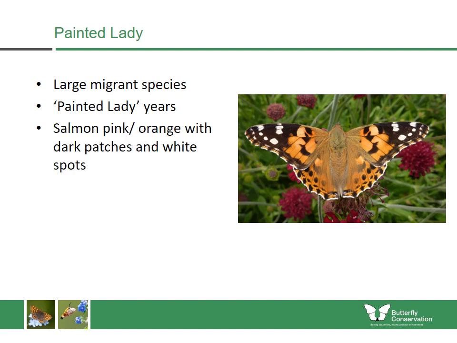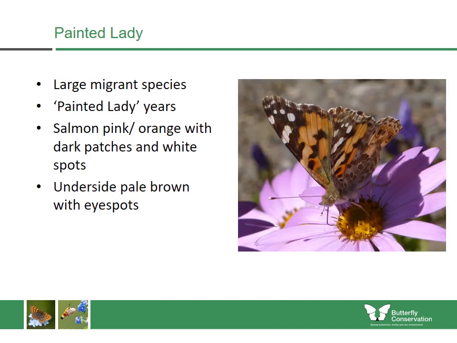So on the upper surface they have a salmon pink or orange appearance with dark patches towards the edges of the wingtips with white spots in them. The underside is a pale brown appearance and they have eye spots. Unlike the other vanessids, this has a brightly coloured underside of the wing, and this is because it isn't spending the winter in the UK, so it wouldn't have to be dark to hibernate here.